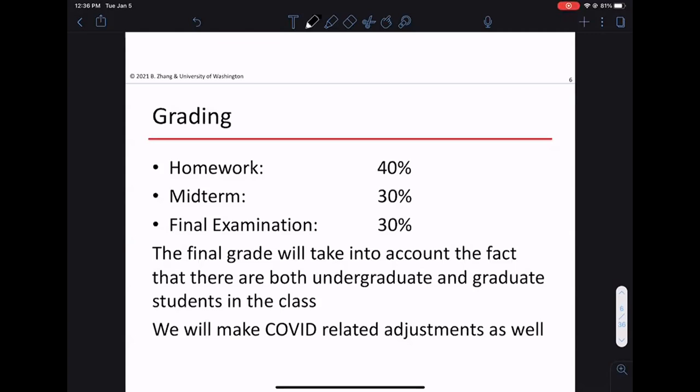Of course, we don't know what will happen in this quarter with COVID. So if there are adjustments to be made, we'll make adjustments related to COVID as well. We'll do that on the fly. Again, the key is to communicate with me. If you have some issues or circumstances you want me to know about that will impact your grade, feel free to talk to me. We're fairly flexible in these times, but the key is, again, advance communication.